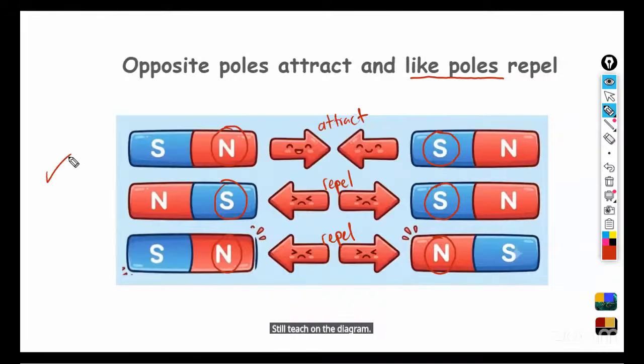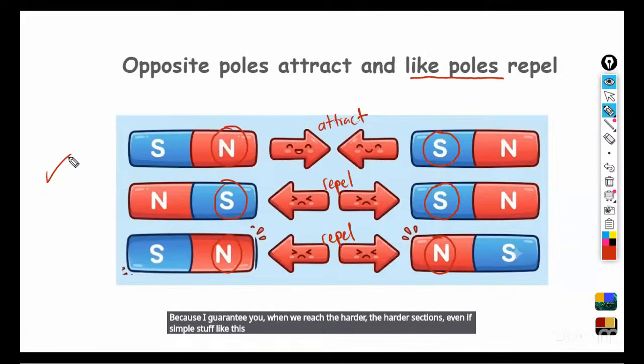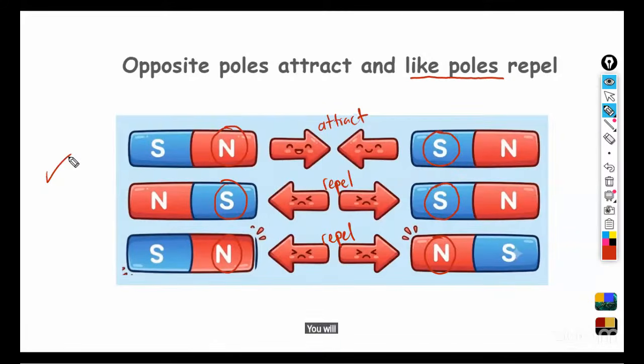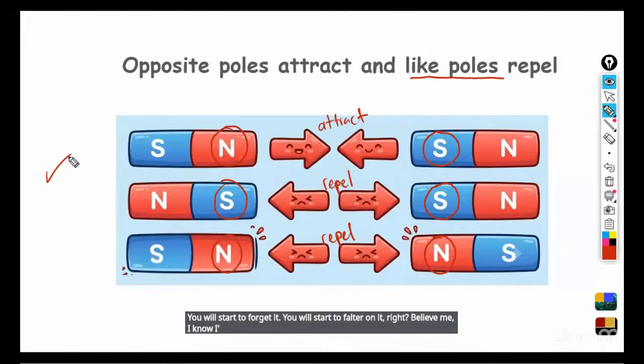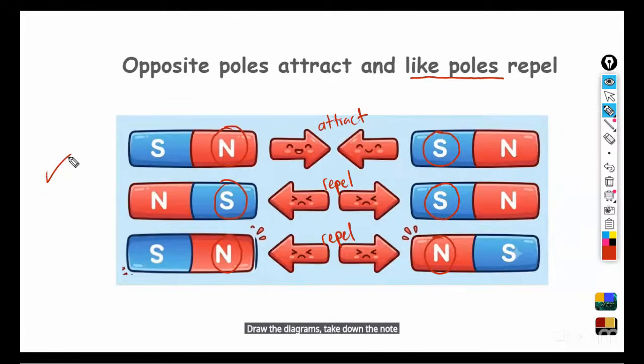Because I guarantee you, when we reach the harder sections, even simple stuff like this, you will start to forget it. You will start to falter on it. Believe me, I've done this many years. So even if you think you know it, draw the diagrams, take down the note: opposite poles attract, like poles repel. When you finish, raise your hands so I'll know how to move.